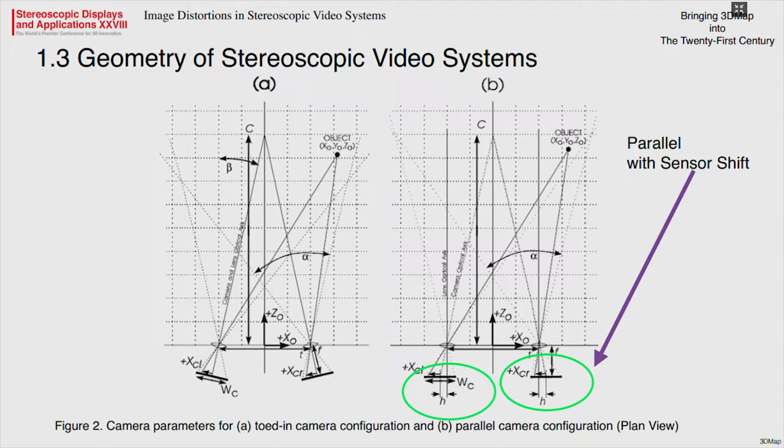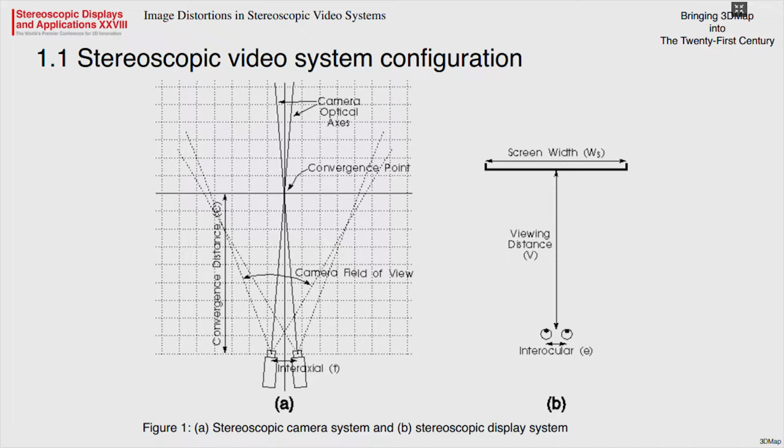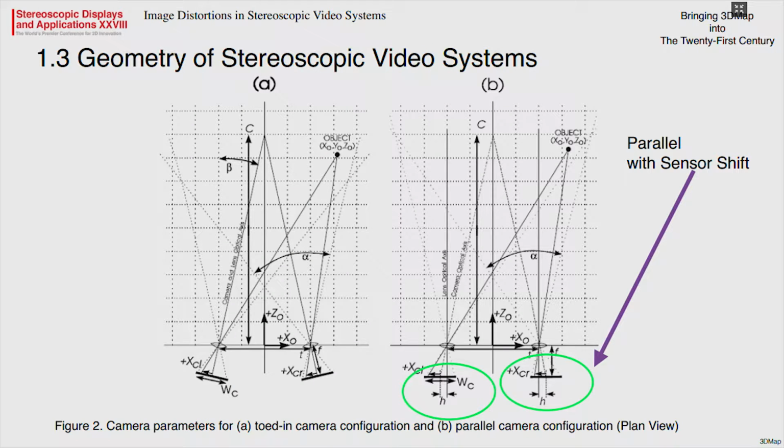There's a lot of detail that needs to be considered in terms of the different parameters. There are 3 parameters at the camera system: the camera separation, the field of view, which is determined by the focal length of the lens and the size of the imaging sensor, and also the convergence distance. At the display system, there are 3 parameters: the separation of the eyes, the viewing distance from the screen, and the size of the screen.